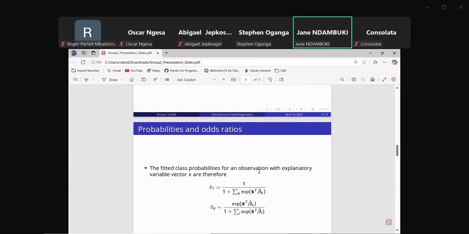The fitted class probabilities for an observation with explanatory variable vector x are given by this. Here pi1 is the probability of the reference class, and it's normalized based on the probability of the other classes. And pi k is the estimated probability that the observation belongs to class k.